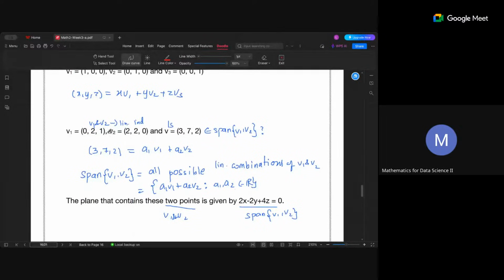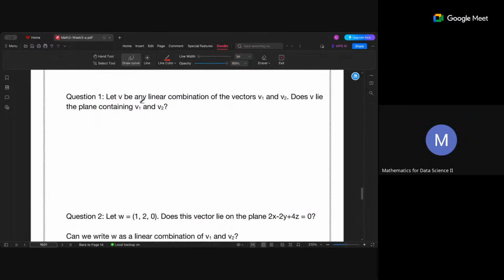So where were we? We are in R3 where we have a vector and we want to check whether this vector is a linear combination of V1 and V2. So V1 and V2, are they linearly independent? Can we write V1 as a multiple of V2? No. So they are linearly independent. Okay, so what are the things we need to observe? If V is a linear combination of the vectors V1 and V2, does V lie in the plane containing V1 and V2? What is your answer? What is your guess?